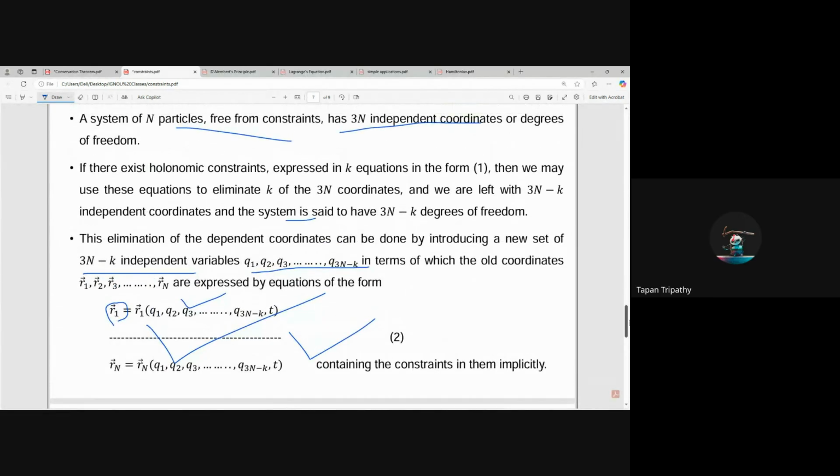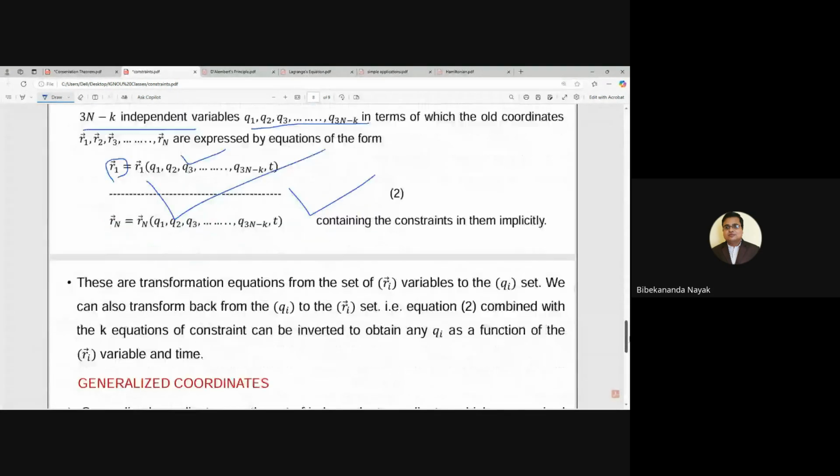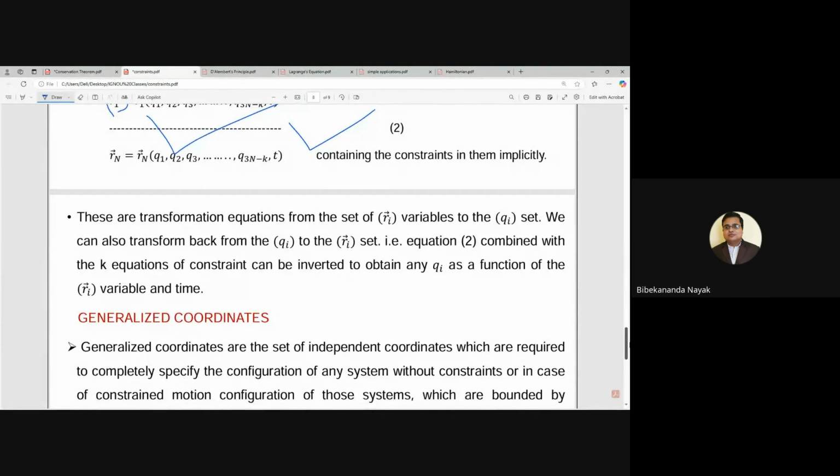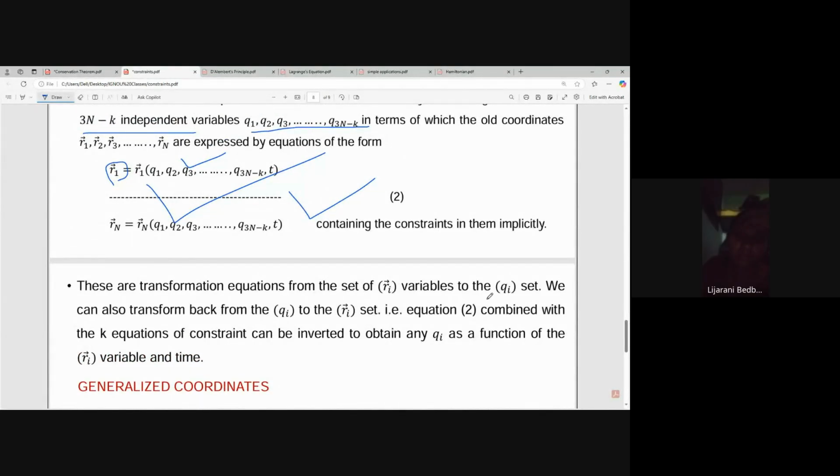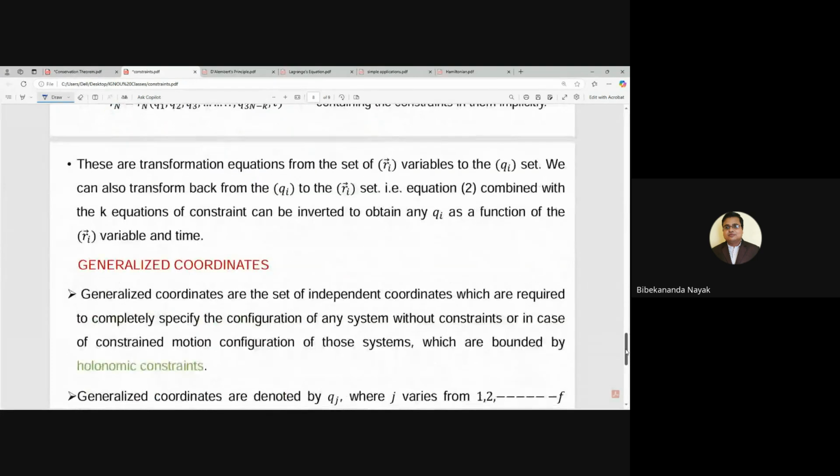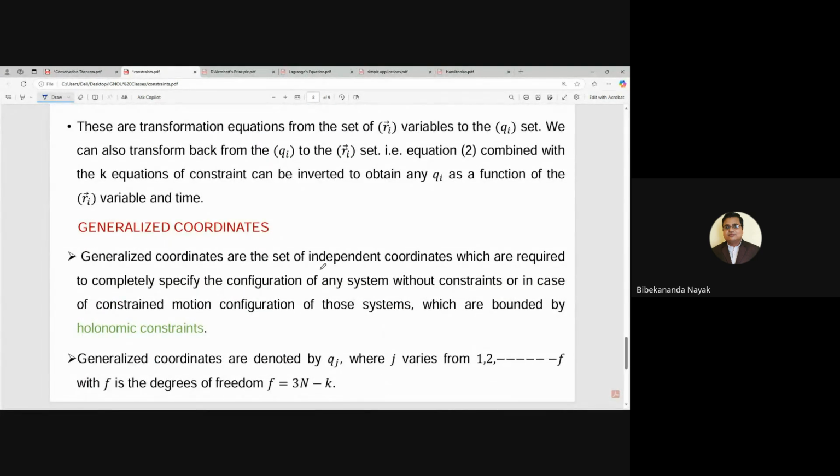Another property: this transformation equation from the set ri to the set qi, we can also transform back to get qi from ri. What are the properties of generalized coordinates? Generalized coordinates are the set of independent coordinates which are required to completely specify the configuration of any system without constraint, or, in case of constrained motion, the configuration of those systems which are bounded by holonomic constraint.